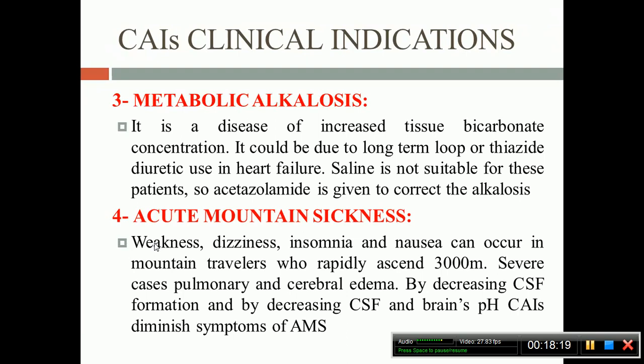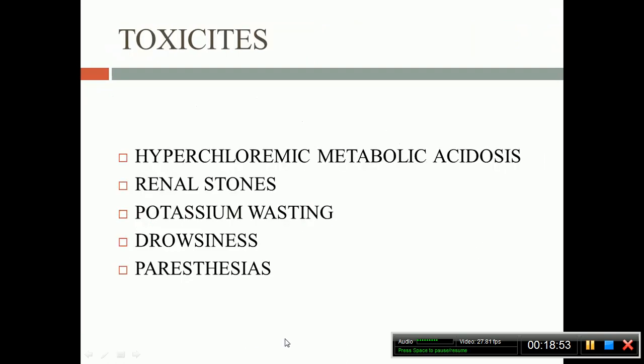So we need to decrease CSF formation by decreasing the CSF and brain's pH. So ultimately the brain's pH will be decreased. If bicarbonate ion is excreted out of the body, it will raise the hydrogen ion in the blood. So ultimately the blood pH will drop towards the acidic side. So this can diminish acute mountain sickness symptoms.